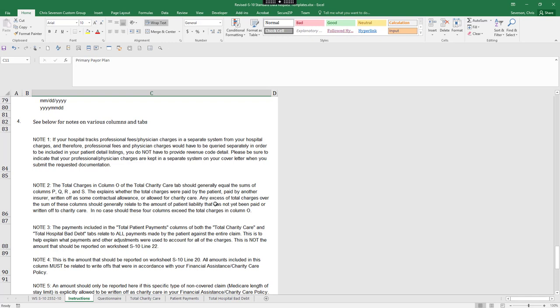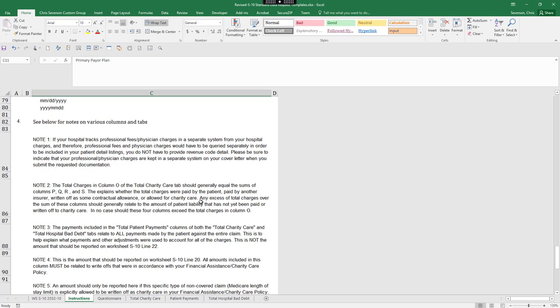Now, the other thing I want to point out, though, any excess of total charges over the sum of these columns, so in other words, if P, Q, R, and S do not add up to column O, let's say P, Q, R, and S, when you add them up, they come up to $750, but column O is $1,000. The question then would be, what happened to that other $250? That excess $250 may relate to a patient liability that has not yet been paid or written off to charity care. So there's still an amount out there that is expected to be paid by the patient. They just haven't paid it yet.